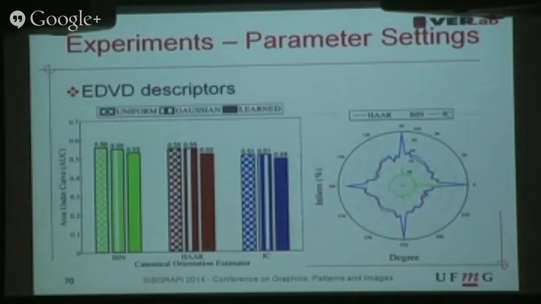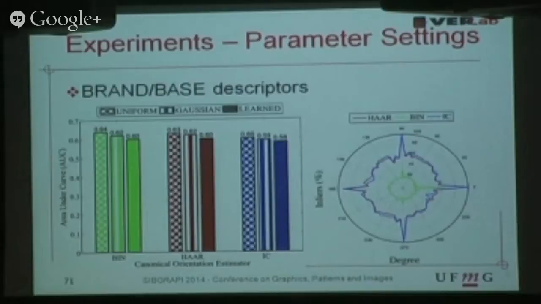As far as the EDVD is concerned, for those distributions of the patch, you obtain these results, right? Intensity centroid, that's right. And the performance in terms of inliers is shown radially in this graph. Sometimes this is plotted horizontally, but you can see that for both IC and bin, with the Haar wavelets, we get a better coverage. This is for the canonical orientation. For BRAND and BASE descriptors, similar observations are obtained.